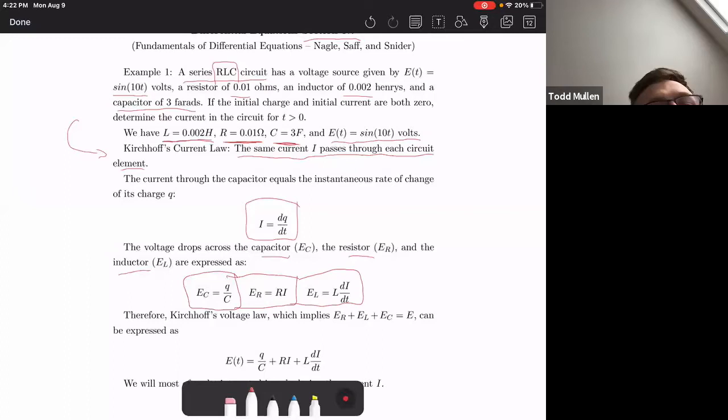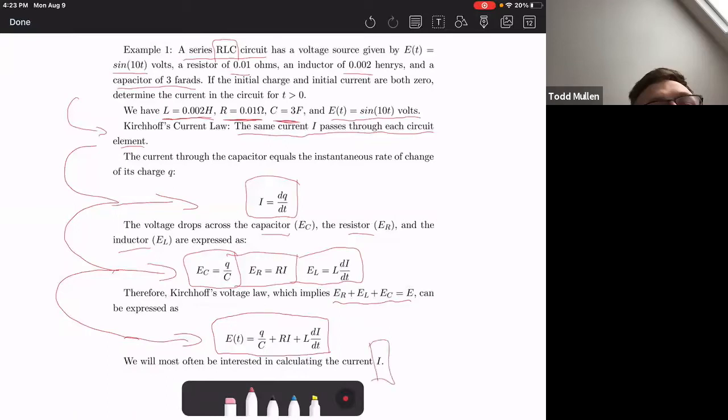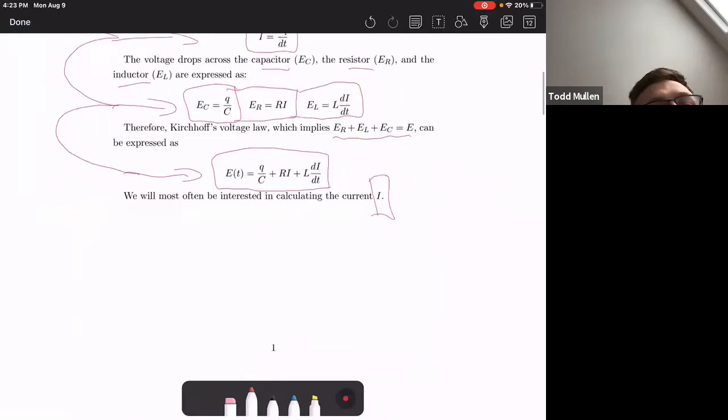Therefore, Kirchhoff's voltage law, which implies that E_R plus E_L plus E_C is equal to E, can be expressed as such. So again, memorizing these laws and equations is not the point. It's going to be, if I provide you with all of this information, will you be able to do everything from here on out? Are you going to be able to answer the problem? So we will most often be interested in calculating the current I, and that's what we're going to be interested in here too.